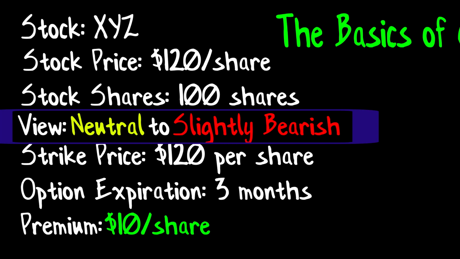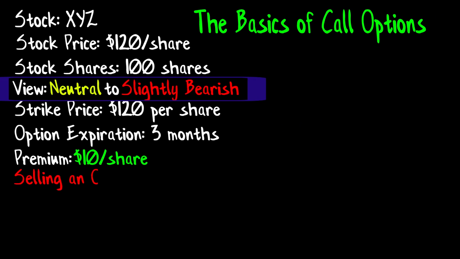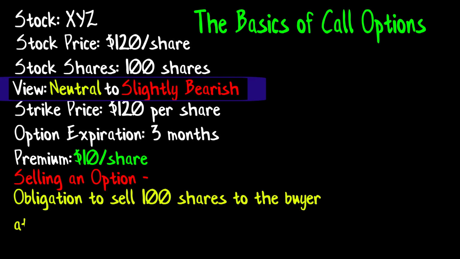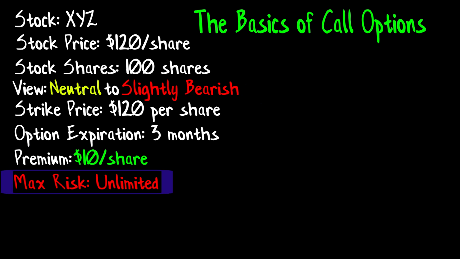Remember, buying a call option gives you control over 100 shares of a stock at your strike price. Selling an option gives you an obligation or contract to sell the 100 shares to the buyer at the strike price. So when we calculate the max loss, it is mathematically unlimited because the stock XYZ can go up any amount, and Brad has to sell the shares to the buyer at $120.